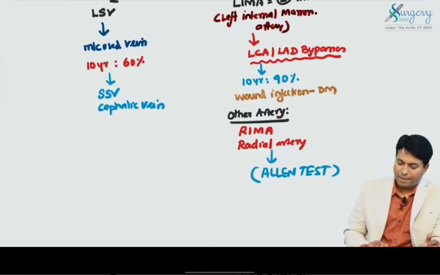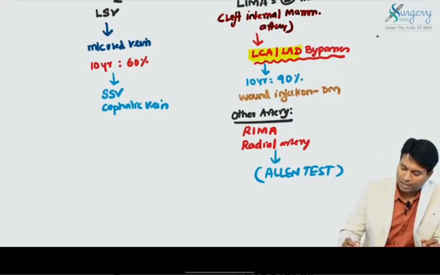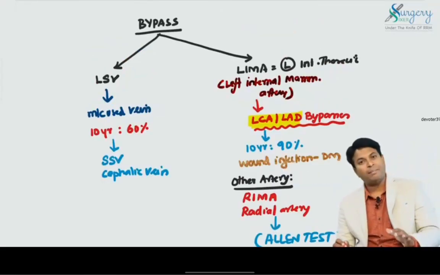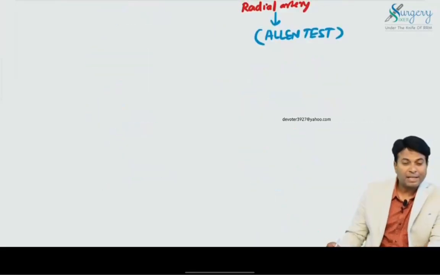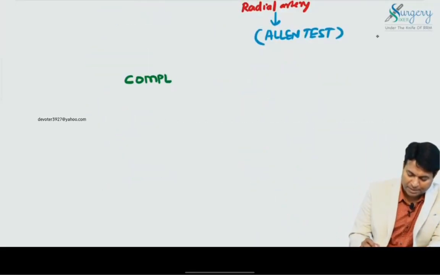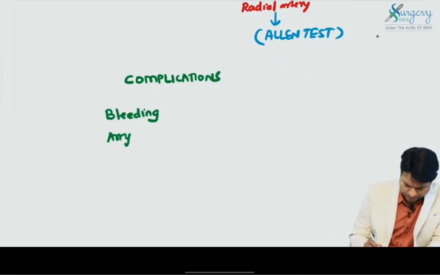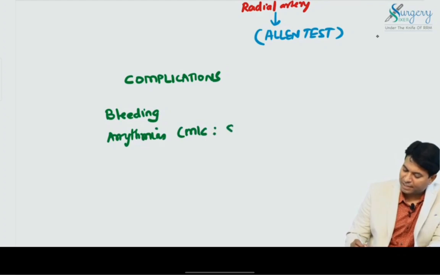So especially the point here is the left anterior descending artery or left coronary artery are mainly bypassed with the help of these vessels like LIMA or RIMA or radial artery because they have 10-year life expectancy, like the 10-year patency. So what are the complications of this bypass operation? The complications of these bypass operations are bleeding, arrhythmias. The most common arrhythmia is sinus tachycardia.